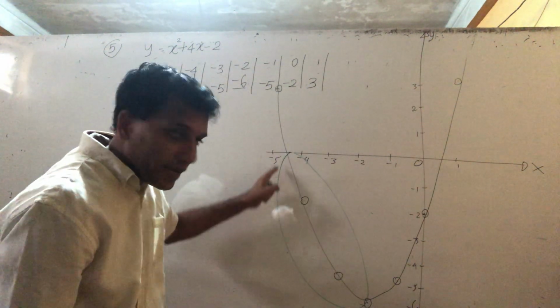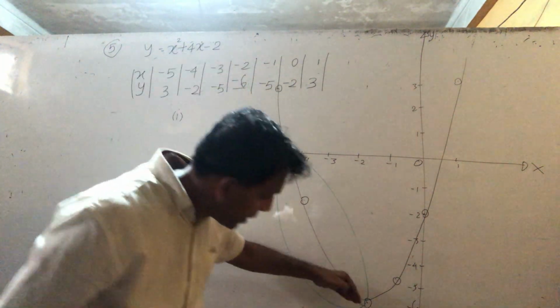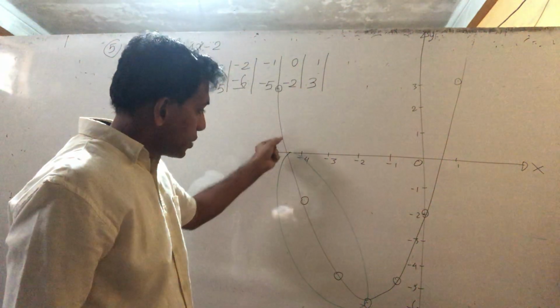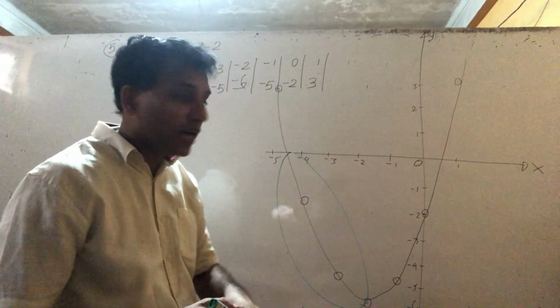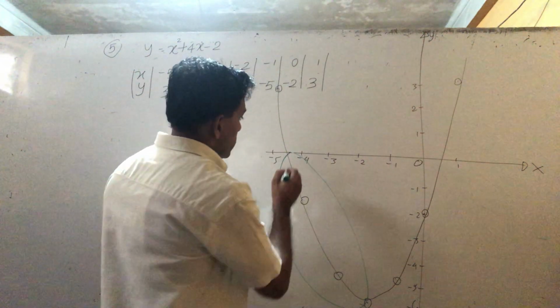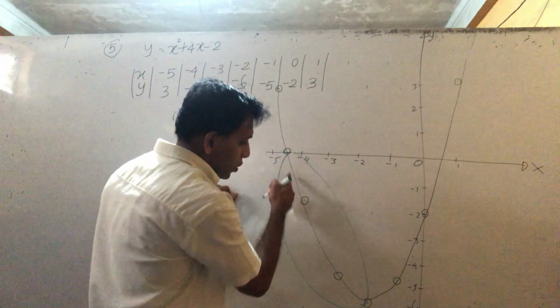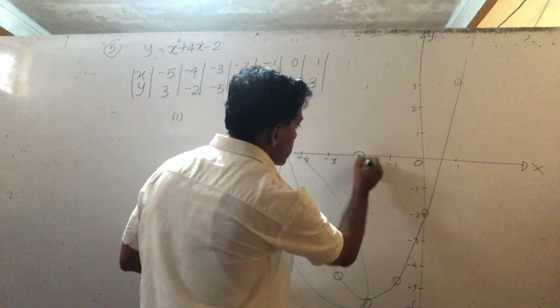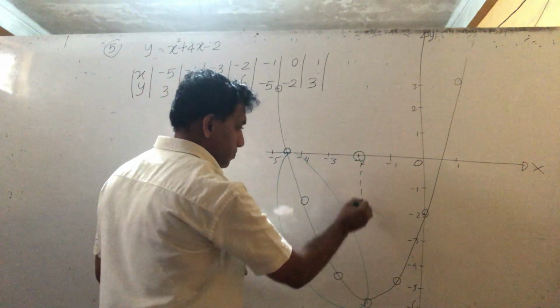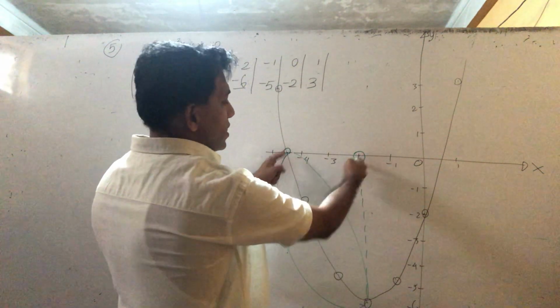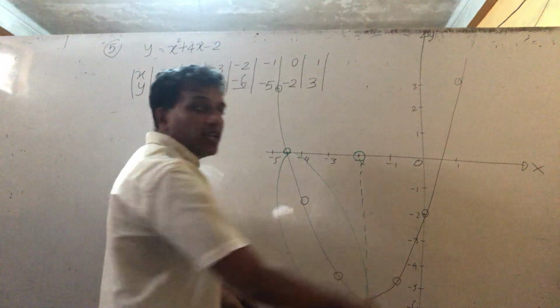Okay, up to here y is negatively decreasing, hereafter increasing. So where does negatively decreasing start? Here. Negatively decreasing starts here and goes up to here, right? Between these points the graph is negatively decreasing.